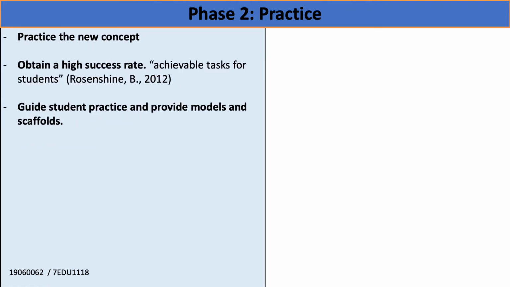The second phase is practice. In this stage, the students will practice what they have learned during the lesson. Rosenshine suggests that we must present achievable tasks for students and adapt them to their abilities. Therefore, too simple tasks do not promote learning. On the other hand, too complex activities become frustrating for the students.